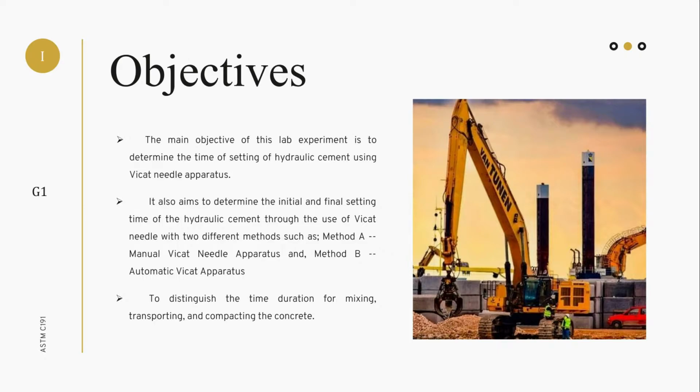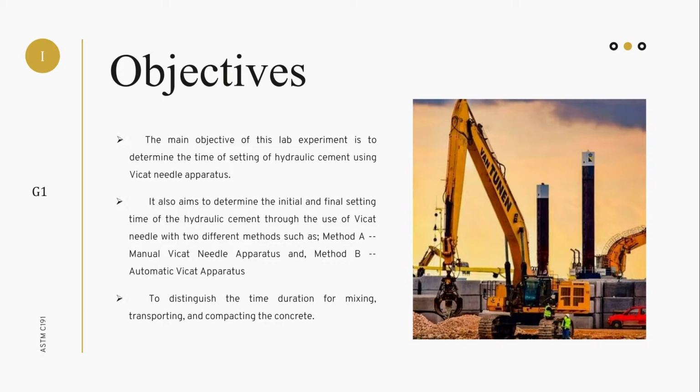So now let's proceed to the objectives. As you can see on the PowerPoint presentation, we have three main objectives. The first one is to determine the setting time of hydraulic cement, including its initial and final time setting. But to obtain the first objective, use of the Vicat needle apparatus is required. The next objective is that students should perform method A, known as the reference test method.